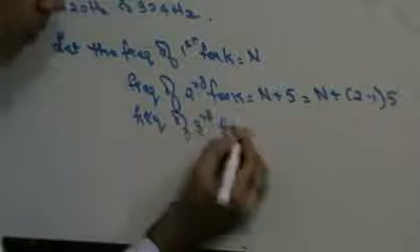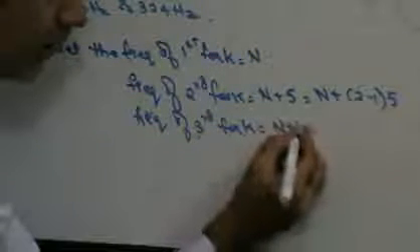Frequency of the third fork will be nothing but n plus 10. So I want to change 10. So this will be 3 minus 1 into 5. 2 into 5 is 10. Now if the frequency of the second fork is 2 minus 1 into 5, the frequency of the third fork is 3 minus 1 into 5.